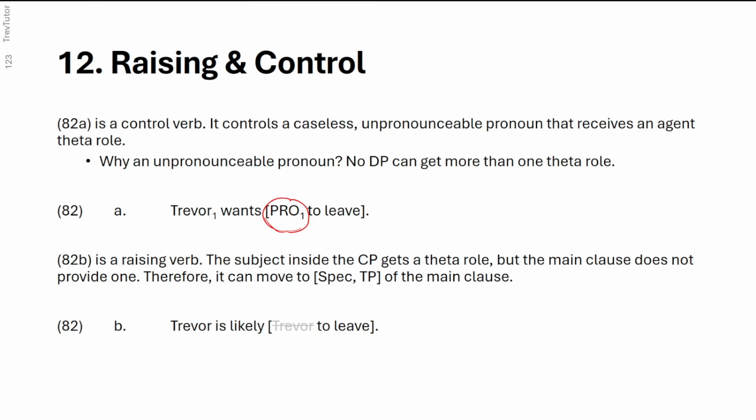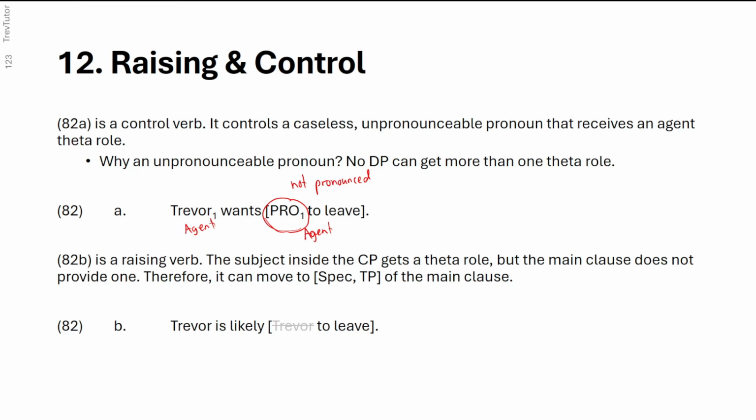But Pro is special. Pro is not pronounced. So what this means is that when we actually speak our sentences, there's nothing being spoken there. But Pro is going to be an agent, and Trevor is going to be an agent too. So this is a way that we can have just one determiner phrase getting one role.